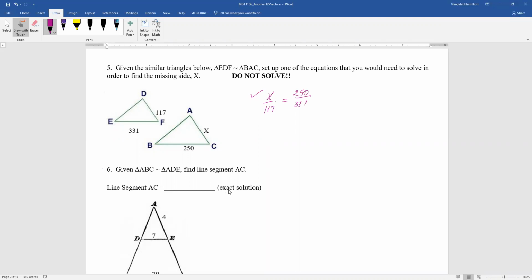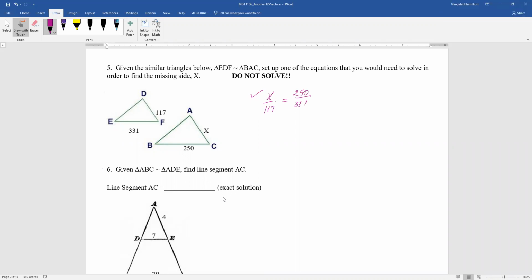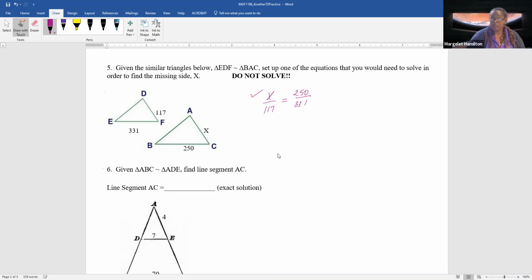Because I have 250 over, yeah, that number, not the same one. You got the same thing? Yeah. I have 117 over X equals 331 over 250. That's a good setup. Okay. So if you went from the first triangle to the second triangle, that's fine. So if you had 117 over X equals, and then came back and got 331 all over 250, that's a good one.